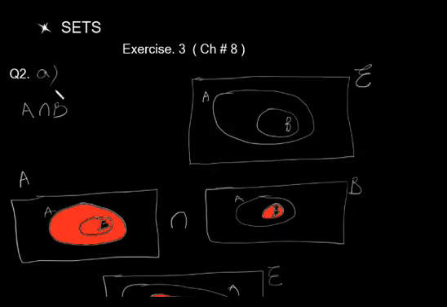Question number 2, part A. In this part, we are given a Venn diagram like the previous one. We have two sets A and B.